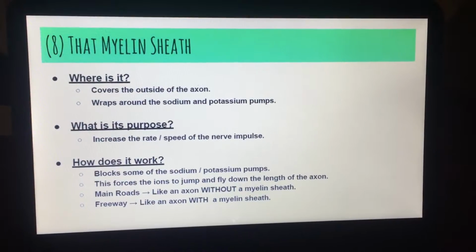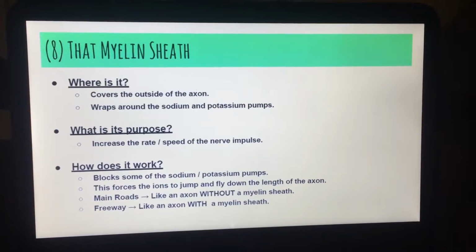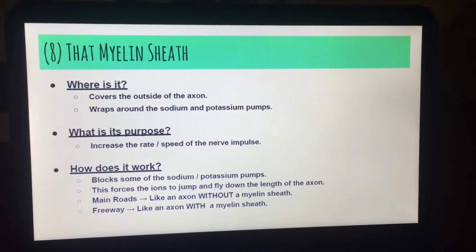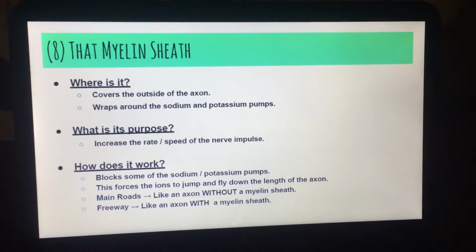I compare this to driving on main roads versus driving on the freeway. Driving on main roads is like sending a nerve impulse through a neuron that has no myelin sheath.